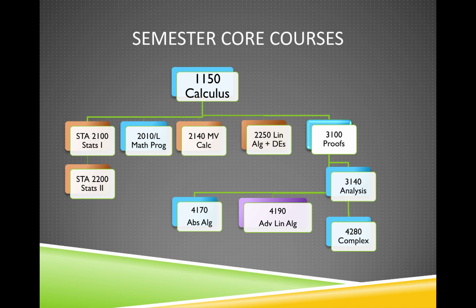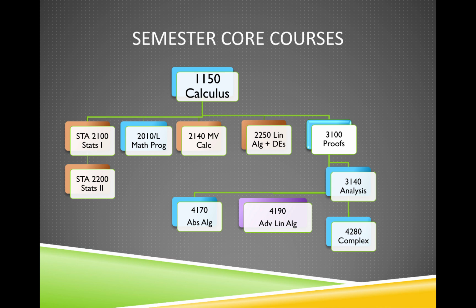Here we have it. This is our entire core curriculum on semesters. So all math majors after fall 2018 will be taking all of these courses. A year of calculus ending with 1150, multivariable calculus and linear algebra with DEs. All math majors will be getting some applied math in the Math 2010L and learning a little bit about mathematical programming. All math majors will have a solid grounding in probability and statistics by taking Stat 2100, Stat 2200.